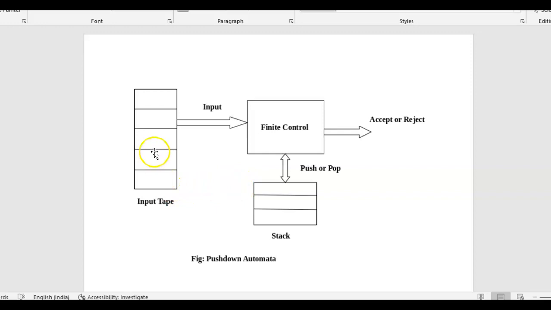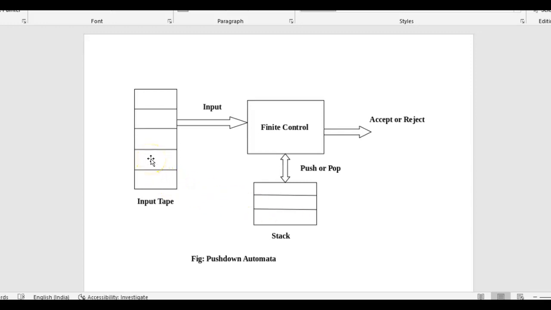We have input tape, we have some finite control, and we have some stack. Three contents are there: input tape, finite control, and stack. In earlier finite automata, we have only two things: input tape and finite control. But now, in addition to those two things, we have stack. The stack that we have in pushdown automata is unlimited, unbounded memory.